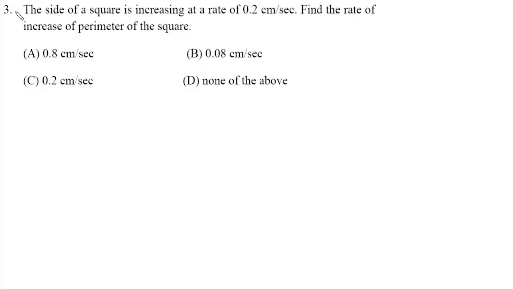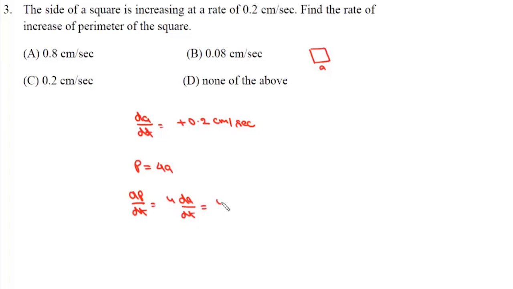Now the third question is the side of a square is increasing at a rate of 0.2 centimeter per second. So we have this square, suppose the side is a, then dA by dt is plus 0.2 centimeter per second. Now we need to find the rate of increase of the perimeter of the square. Now we know the perimeter of a square is simply 4a. So dP upon dt will be 4 times dA upon dt. Now this is 4 and dA upon dt is 0.2. So it will be 0.8 centimeter per second, and that's your option A.